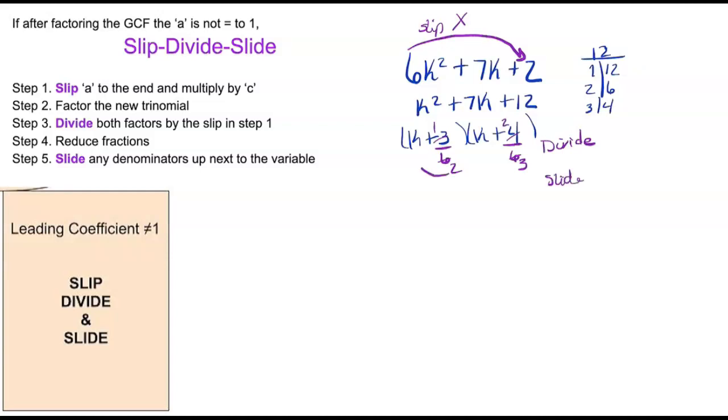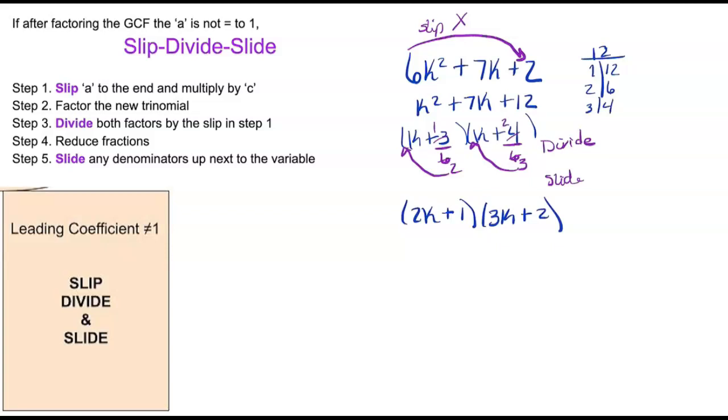So I'm going to slide this 2 in front of this k and this 3 in front of this k, and I'm going to rewrite my binomials, which will be 2k plus, the numerator was 1, so 2k plus 1, and 3k plus 2. Pause the video, try the check step.